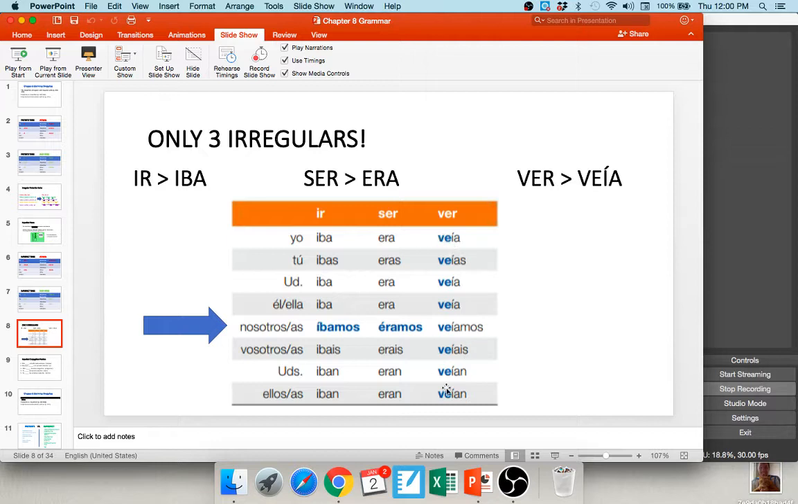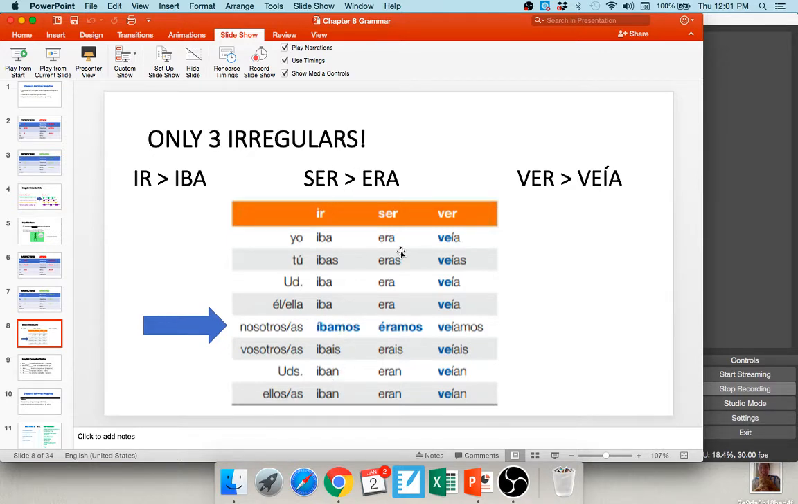Now, technically, this is irregular because they did not lose the E. They kept the E all the way through. So veía, veías, veía, veíamos, veíais, and veían. So not all that irregular. Ir and ser are very irregular, and you just have to memorize them. Ir becomes iba, and you can sort of see a pattern here. Iba, ibas, iba, íbamos, ibais, and iban.